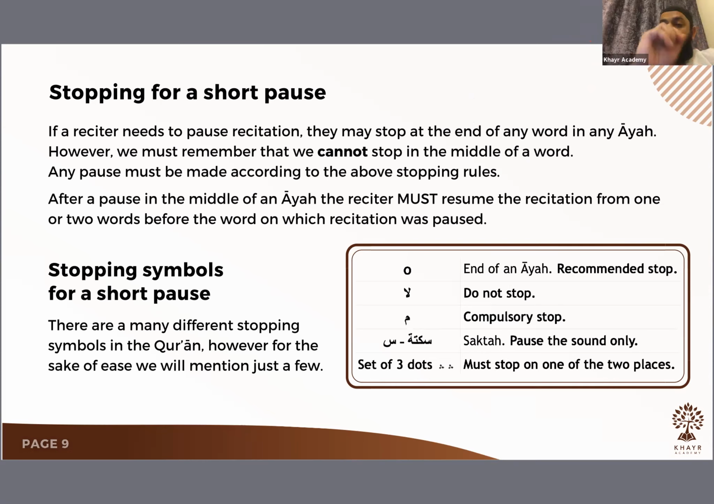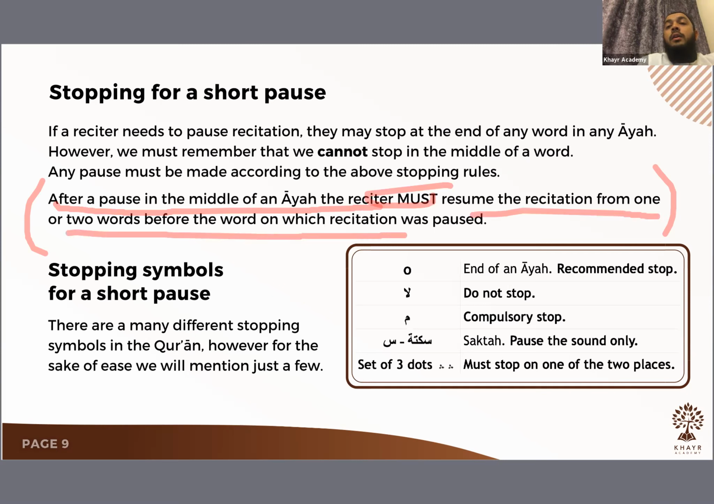That's good. And then we will do some practical examples from the Quran. After a pause in the middle of the ayah, the reciter must resume the recitation from one or two words before the word on which he stopped. So if you're reading a very long verse and you stopped because you had to renew your breath, you don't start from where you stopped. You start from one or two words before, so we know what you're talking about, unless you stopped on a circle. If you stopped on a circle, you start from the next word.